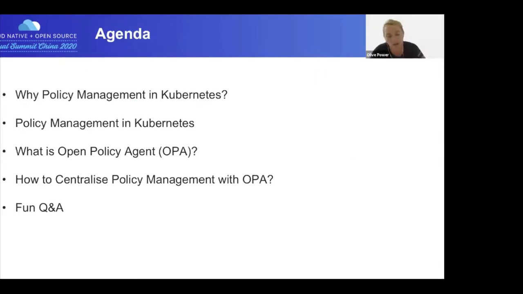Thanks, Rachel. So today we're going to quickly cover why we need policy management in Kubernetes. And then we're going to talk about how we implement policy management within Kubernetes. We're going to specifically focus on Open Policy Agent, which has quickly become one of the most adopted strategies for implementing security policies within Kubernetes. And then Rachel's going to cover how we centralize this with OPA, how it works. And then we'll hopefully leave time for some Q&A at the end.